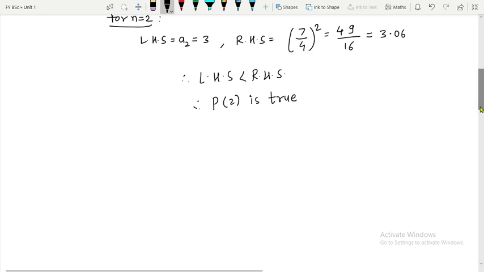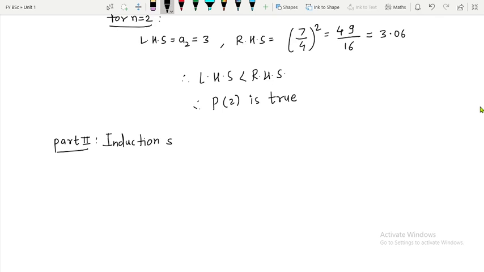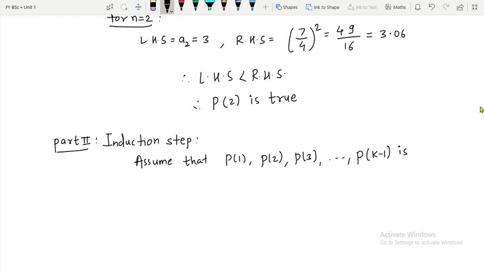Therefore P of 2 is true. Now my part 2 is the induction step. In this induction step, we are supposed to assume that P of 1, P of 2 and P of 3 and so on up to P of k minus 1 is true, but we have already shown that P of 1 and P of 2 are true, so I will just remove those. So we are going to assume that P of 3 up to P of k minus 1 is true.